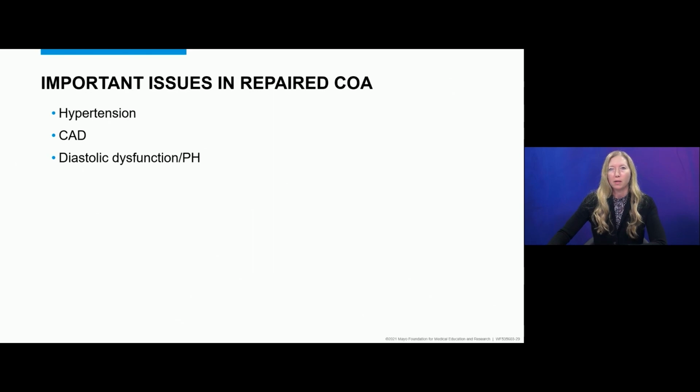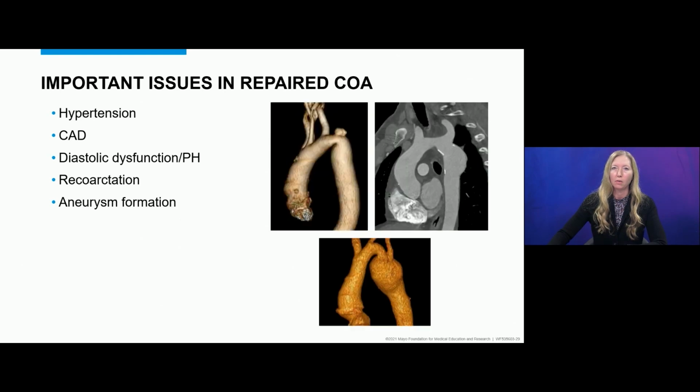So I mentioned coarctation, so now let's talk about a patient who had coarctation repaired as an infant or as a child. These patients have a lot of residual issues. Most of them have hypertension. They develop coronary artery disease at a young age and often very accelerated. Many of them will have diastolic dysfunction and secondary pulmonary hypertension. They can develop abnormalities at the site of the repair, either recurrent coarctation or aneurysm formation.